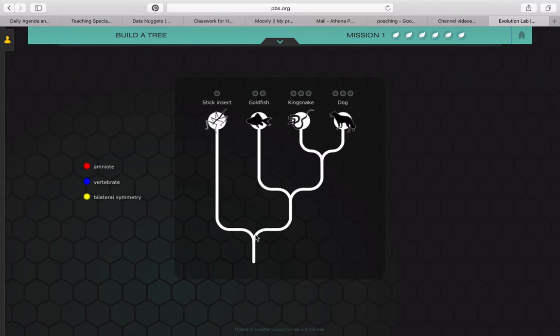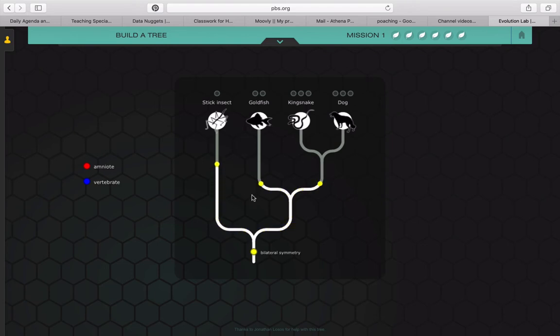And then here, this was a branching event that separated insects from all the rest of these. So from here, down at the very bottom, before this ancestor split to form all these different species here, what did they all have in common? Something that every organism has in common. So here, it's bilateral symmetry.